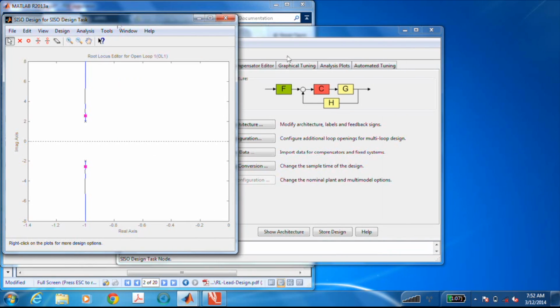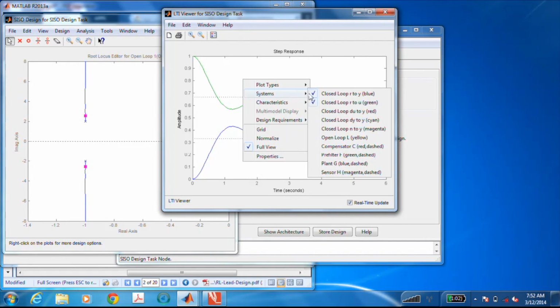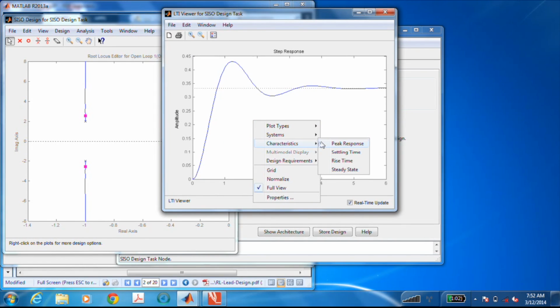Great, so there's a beautiful looking root locus, and under analysis we'll look at the response to a step command. Now that shows the blue is the response to the step command. If I right click on here in systems, I can see that the green is the reference input to the plant, and I'll click that off. We don't really need to see that. If I right click over there some more, I can pick some characteristics.